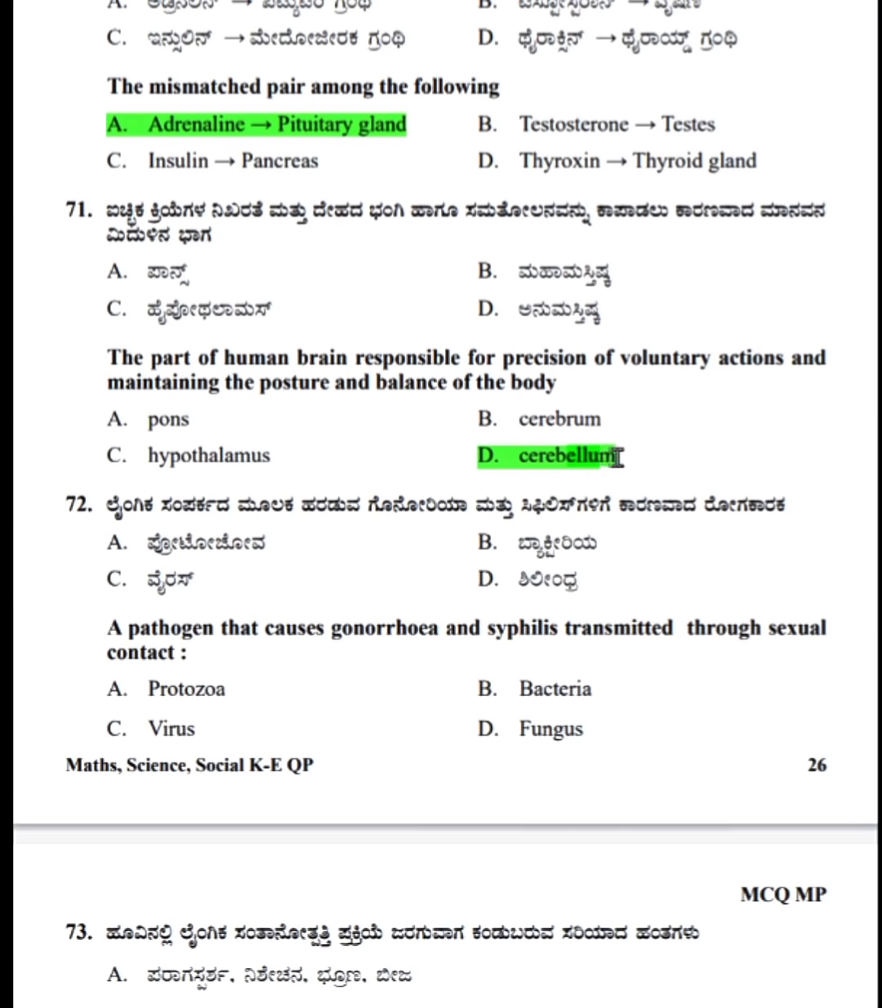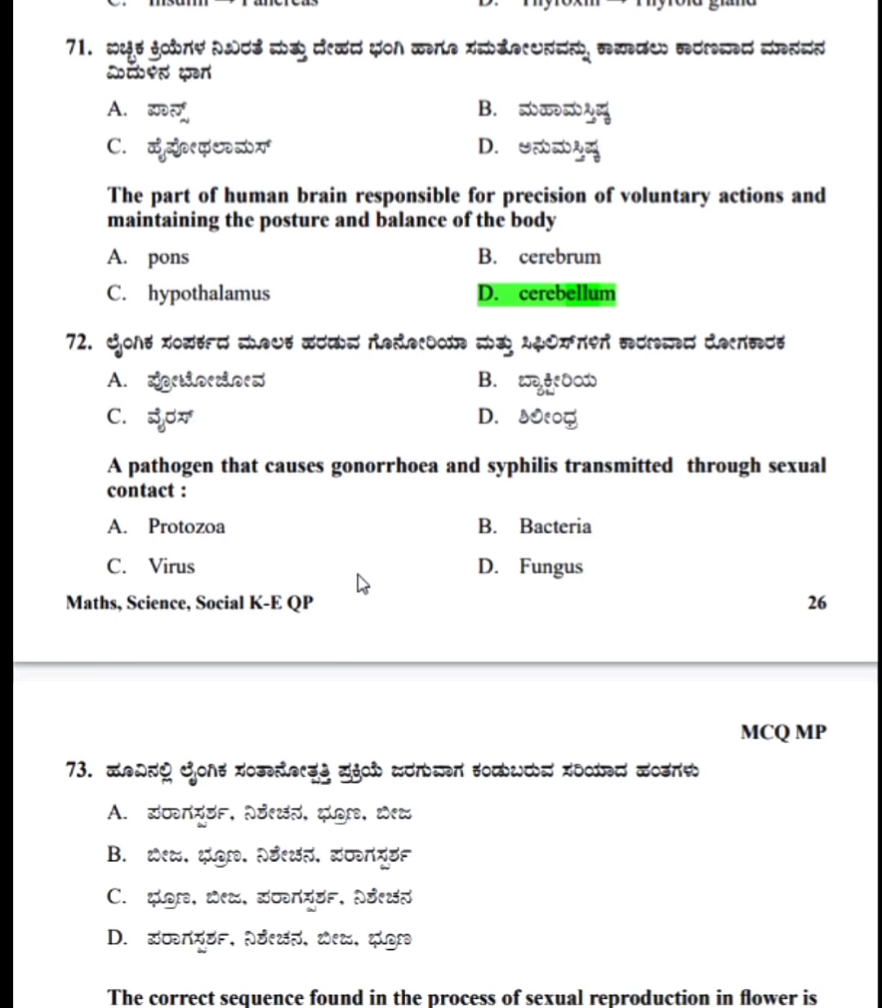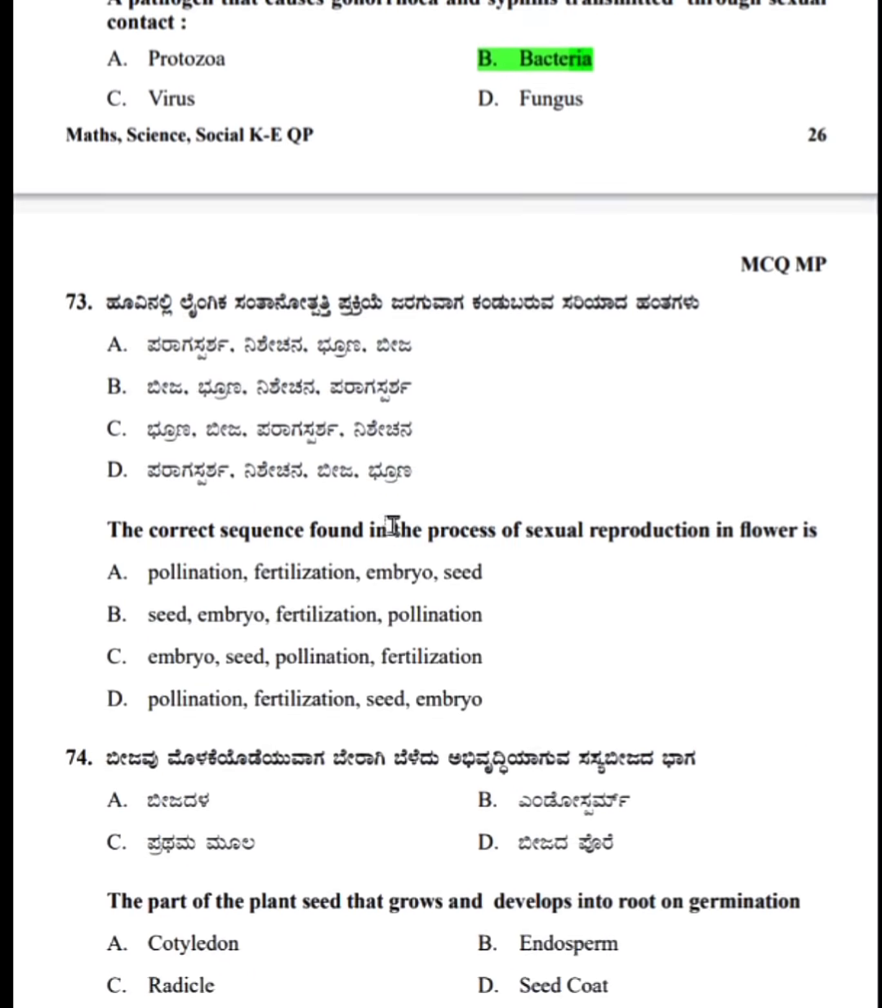The part of human brain responsible for precision of voluntary action and maintaining the posture and balance of the body is cerebellum. Therefore, the correct answer is option D, cerebellum. Question number 72. A pathogen that causes gonorrhea and syphilis transmitted through sexual contact. These are sexually transmitted diseases which are caused by bacteria. Therefore, the correct answer is option B, bacteria.